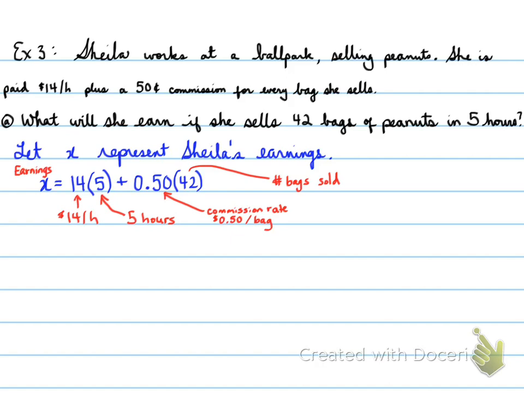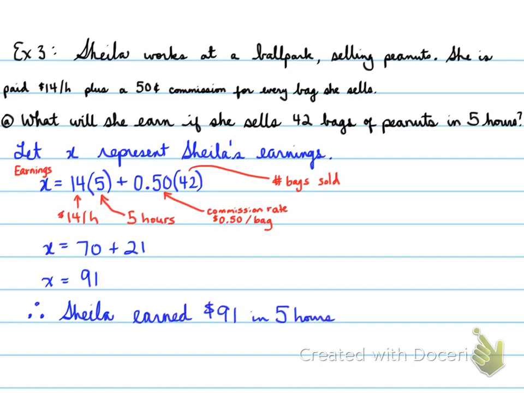Now, we need to solve. X equals 70 plus 21. X equals $91. Therefore, so our therefore statement: Sheila earned $91 in 5 hours. Now, if you wanted to do a therefore statement, you can. A therefore statement is a requirement. So this is the minimum amount that I would expect in blue to be able to solve a word problem.